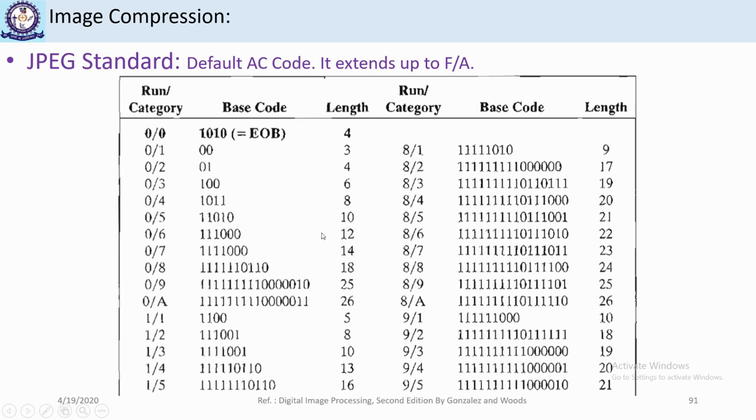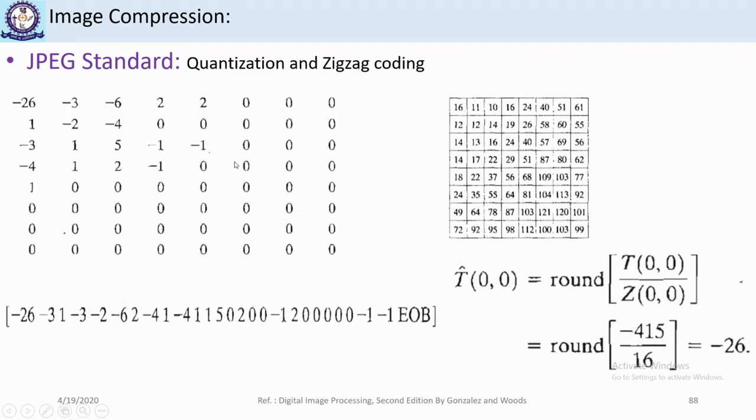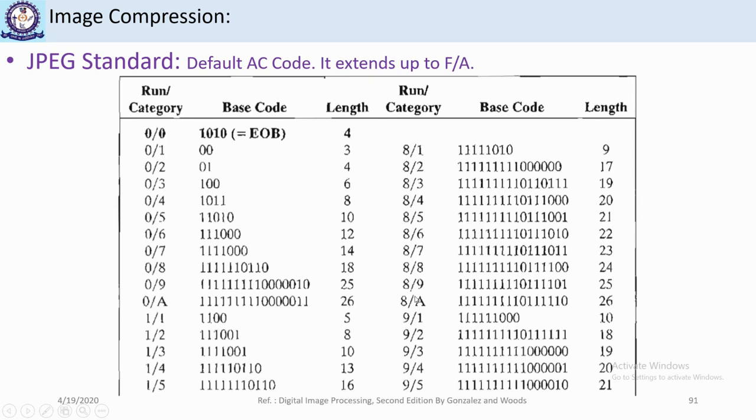So if you want to check out the full table, then you can refer to this book. In this book, this whole table is given. So first 0 0, this is the base code for end of block. This end of block we have discussed. So when all the remaining numbers are 0, then we use end of block. So if end of block appears, then we use this 1010.